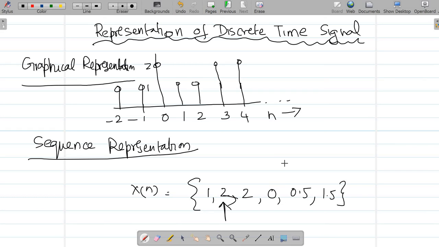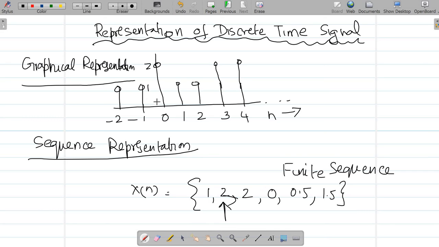So this is actually a finite sequence. It is not an infinite sequence, because the duration is only finite in nature, because it exists only between n is equal to -1 and n is equal to 4. Between -1 and 4, the samples are defined. When n is greater than 4, there are no samples. Again, when n is less than -1, there are no samples. So this is a finite duration sequence.